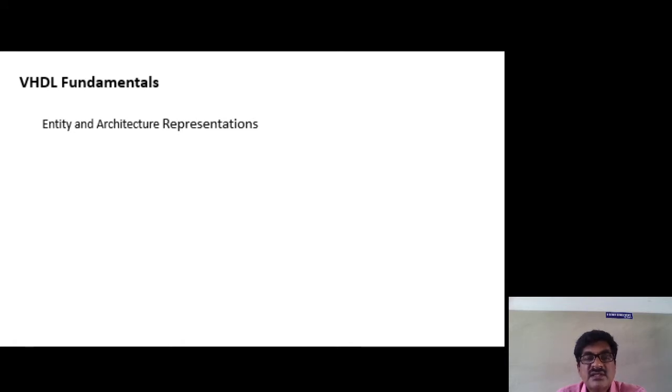Now let us see what is the syntax for entity representation and also architecture body, and also in the same session we can see the entity declarations for different digital circuits and also architecture bodies.